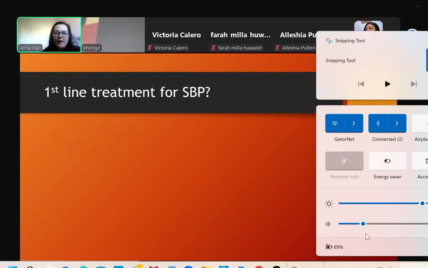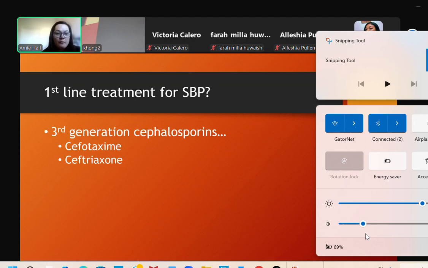All right, so third generation cephalosporins. If you remember from ID, the third generation cephalosporins have good gram-negative coverage. They will cover a little bit of strep, probably won't cover staph, but do cover that gram-negative E. coli, Klebsiella category of bugs really well. These third generation cephalosporins are IV, and so we have ceftriaxone and cefotaxime.